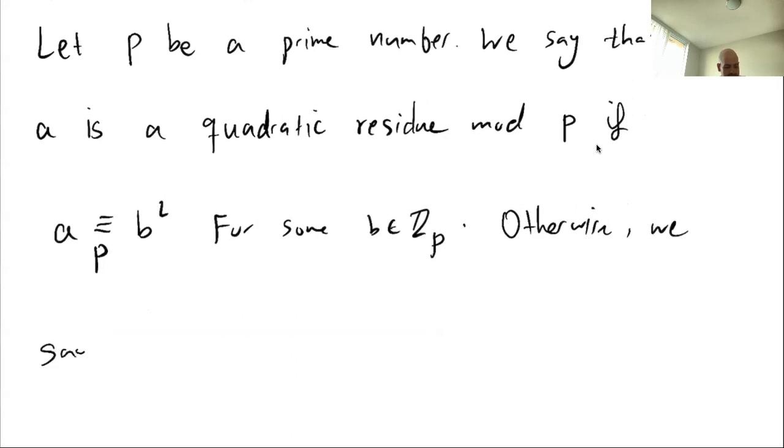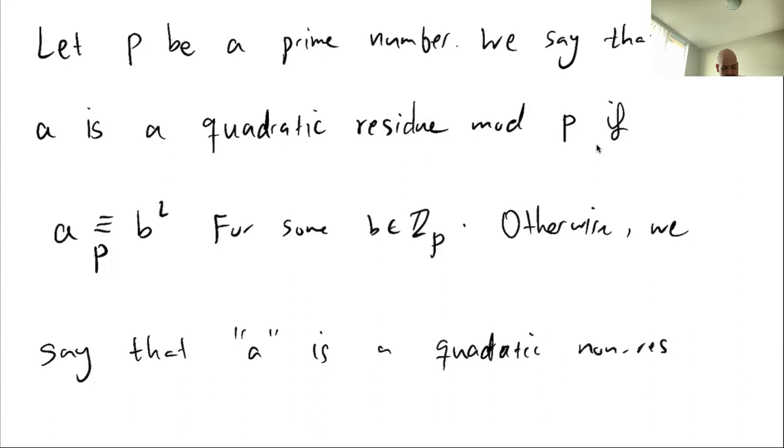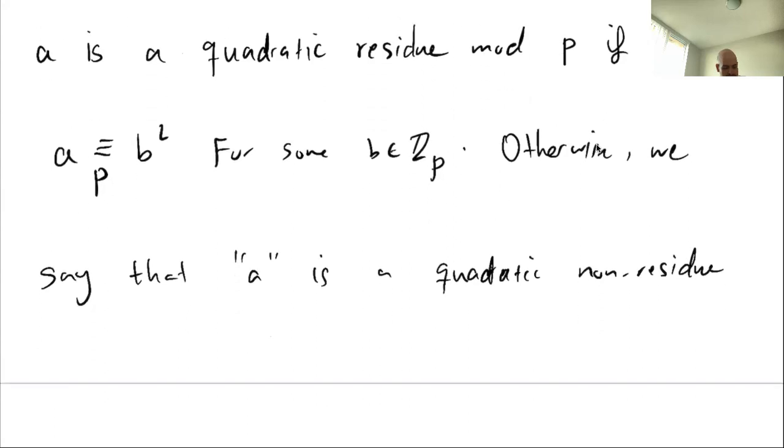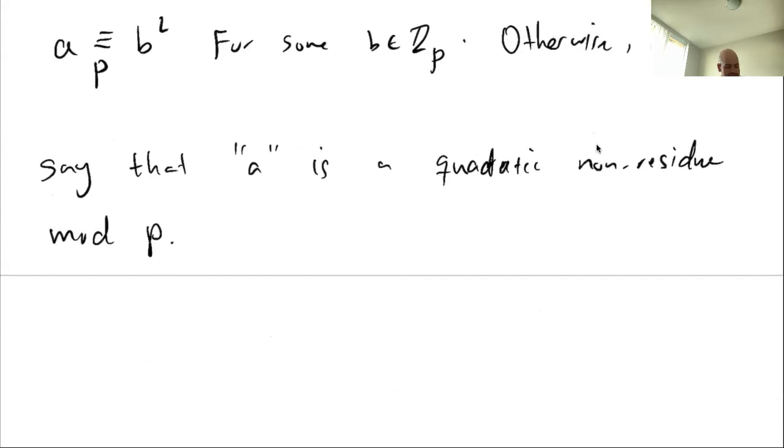And otherwise, we say that a is a quadratic non-residue mod p. So let's look at an example. Okay, before giving the example, let me also introduce a notation. So, definition: again, p is a prime number.